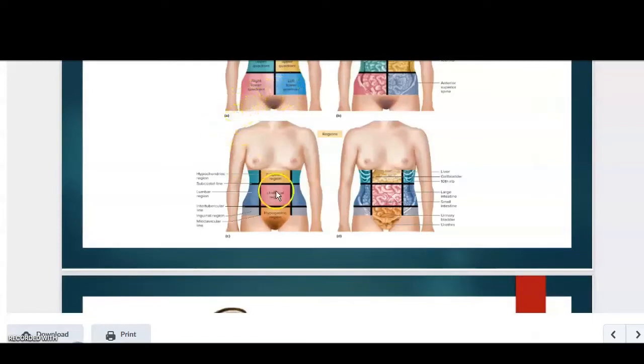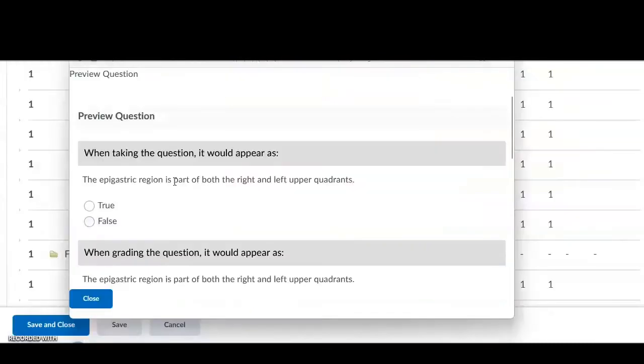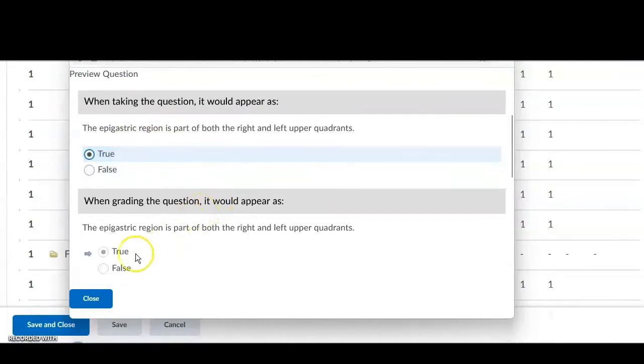So we have the figure right here. This is the epigastric region right there, and this is the right upper quadrant and the left upper quadrant. So this part right here should be this part right here. Therefore, obviously the epigastric region is going to be part of the left and the right upper quadrant. So going back to the question, the answer should be true. We scroll down right here, that's what we have, true.